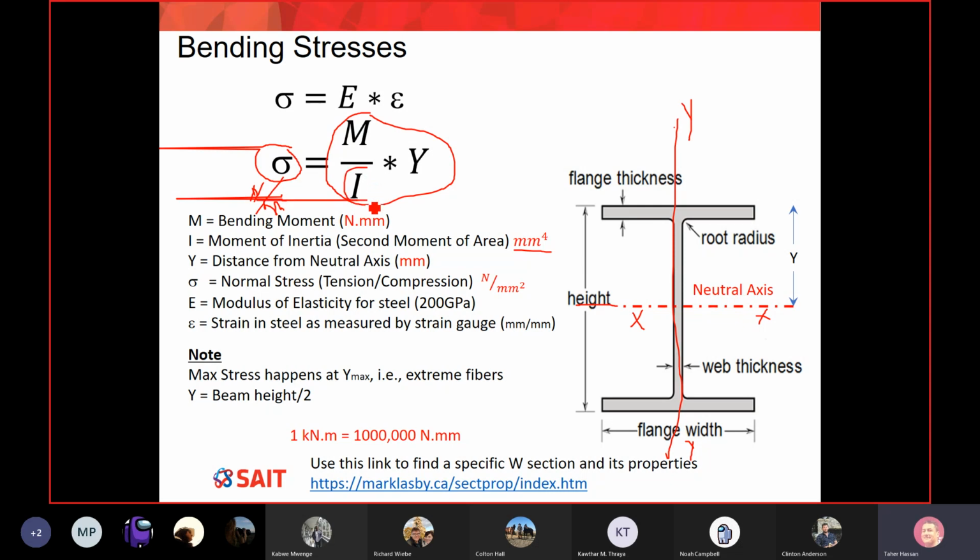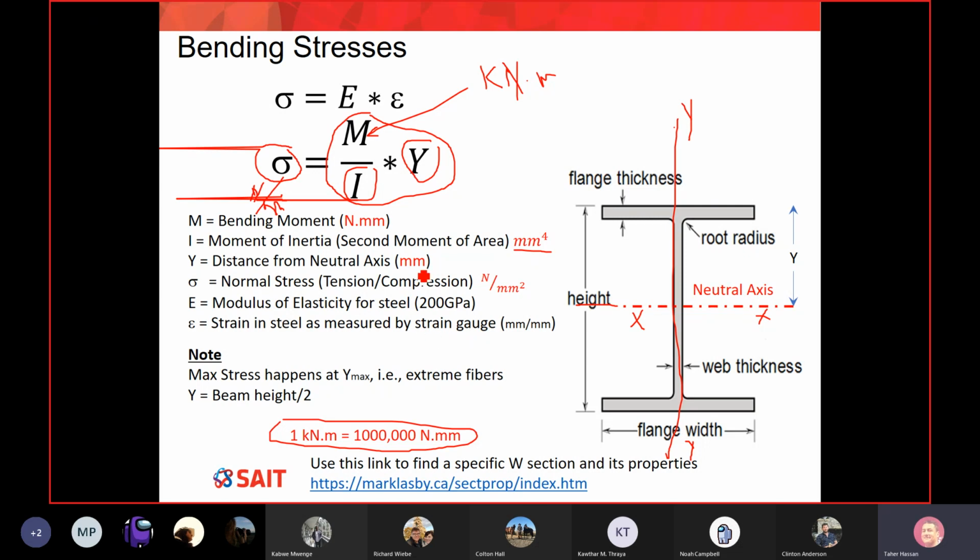What are the units of the I? Millimeter to the power 4. What are the units of the y? Simply millimeter. So what's the problem? The problem is this guy here, the moment. Typically, when you estimate it, it would be in kilonewton meter. What you need to do is take your moment and multiply it by 1 million, and this will turn your moment into Newton millimeter. Very important, otherwise your numbers won't make any sense.